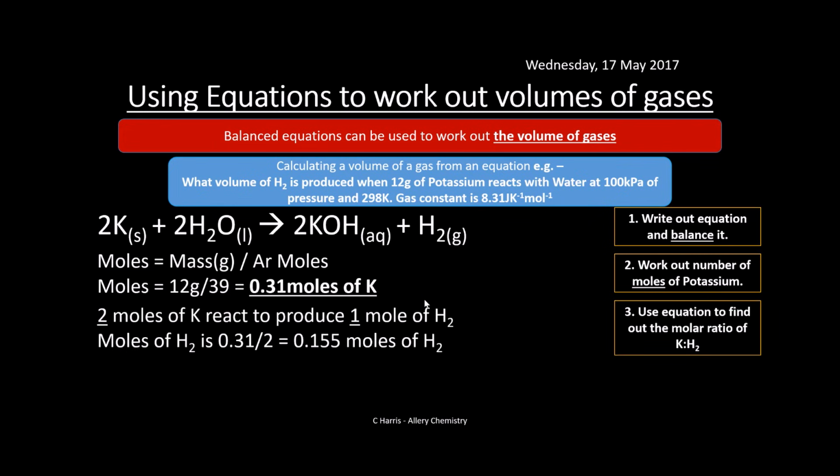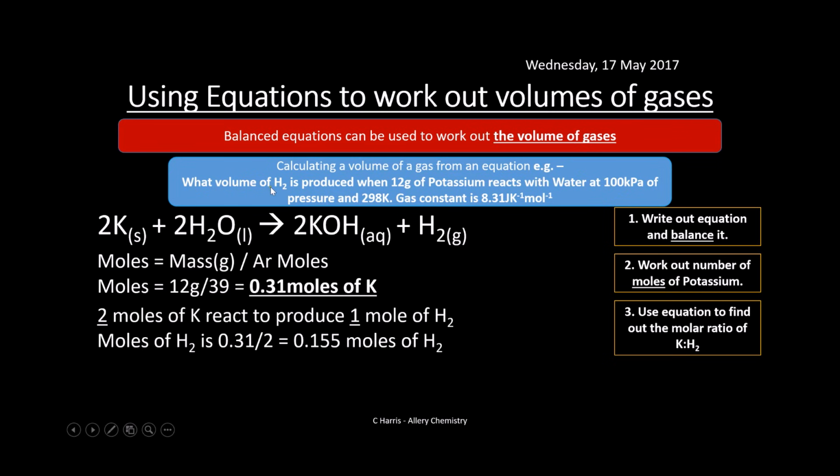Then we're going to use the equation to find out the molar ratio of potassium and hydrogen. So we've got 2 moles of potassium react to produce 1 mole of hydrogen, as you can see here. So the moles of hydrogen is basically 0.31, which is the number of moles of potassium, divided by 2, because it's a 2-to-1 ratio. So we've got 0.155 moles of hydrogen gas.